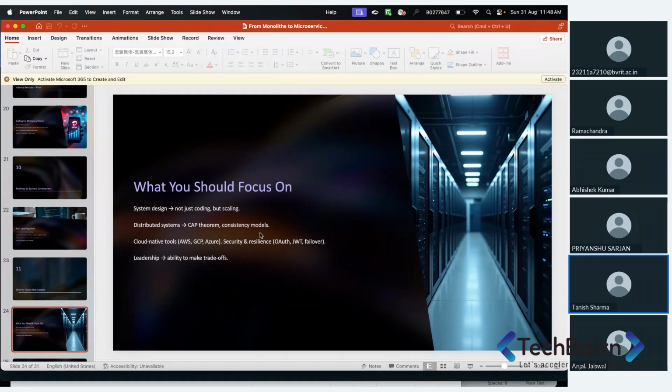And after all of those, if you are going through system design and distributed systems, then you can talk about the cloud native tools, like we have Azure and Amazon Web Services.